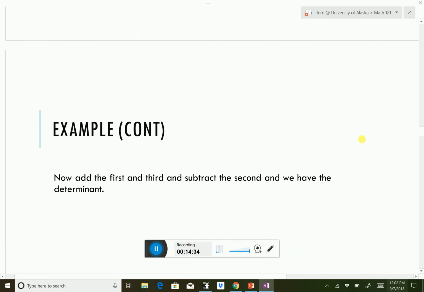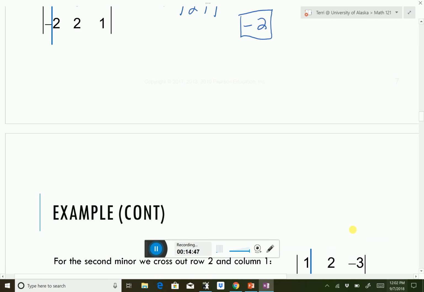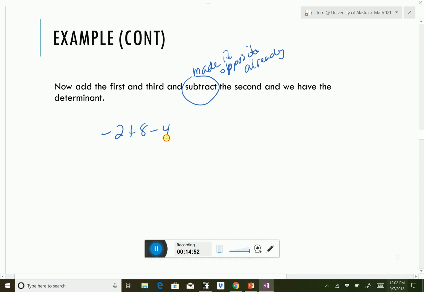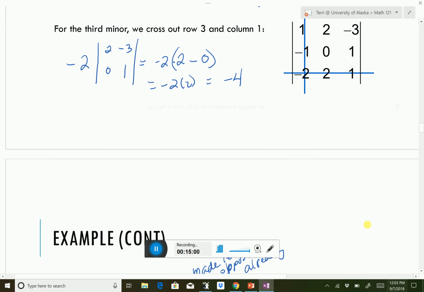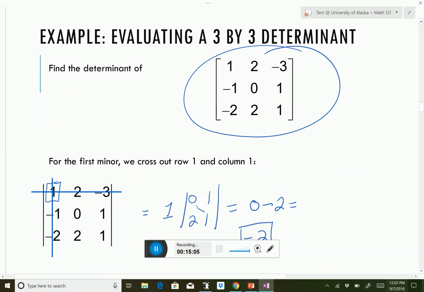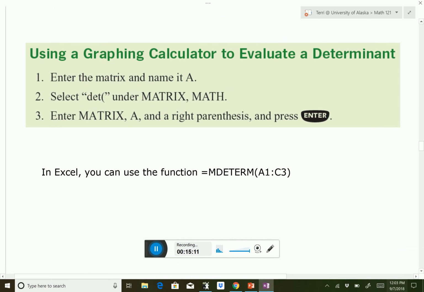So now we add, well, I already did this, I made it negative already. So let's take these. I have negative 2 plus 8 minus 4. 6 minus 4 is 2. So that's the determinant of this 3 by 3 matrix right here. The determinant is 2. So that's kind of a pain to do.